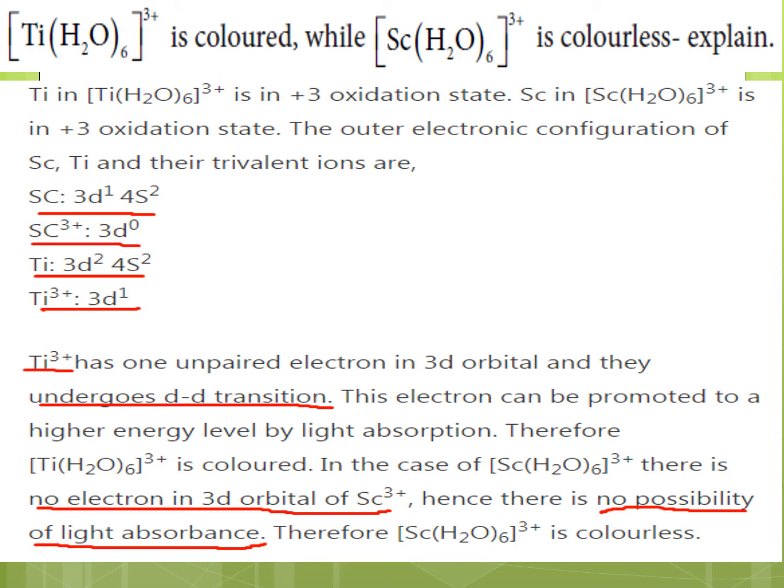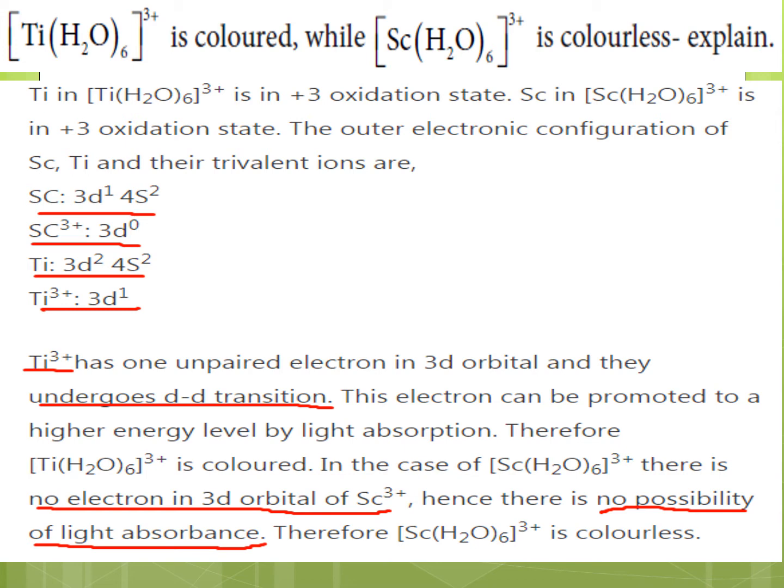This particular region of light, the visible region, is absorbed, and the complementary color will be exhibited by the particular complex. That is the theory. So here the titanium 3+ ion has one unpaired electron in the 3d orbital. So it undergoes d-d transition, that is, it absorbs light and the electron jumps into another d orbital.